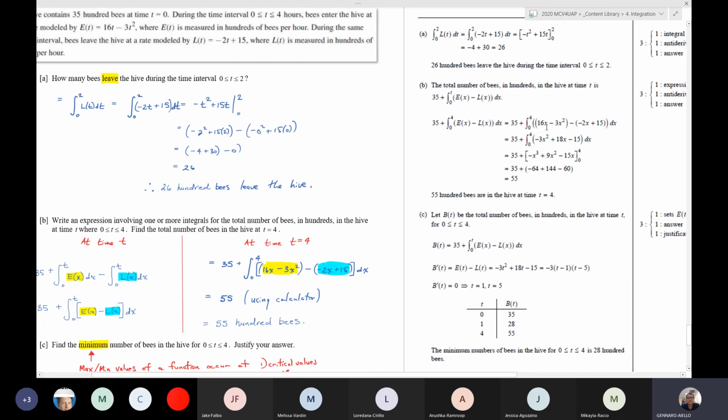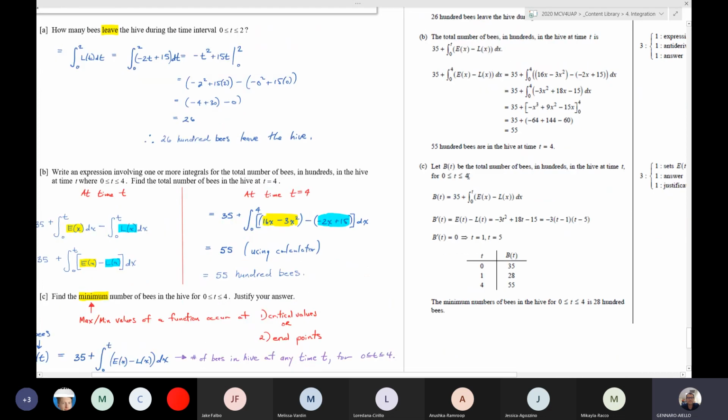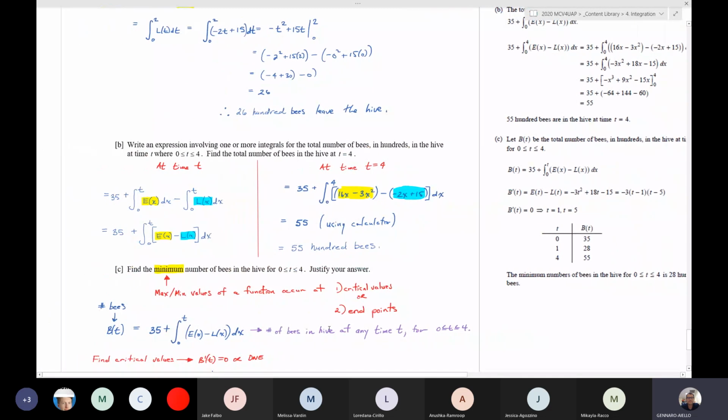So all you do is you expand the 16x minus 3x squared. That becomes plus 2x plus 15. You collect like terms, and then you just find the antiderivative of negative 3x squared plus 18x minus 15. That would be negative x cubed plus 9x squared minus 15x. Sub in the 4, sub in the 0, subtract the two, and you end up with 5,500 bees. If you use the calculator, you would get the exact same thing. So I just used the calculator to save space and time.